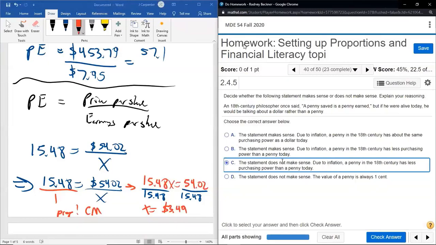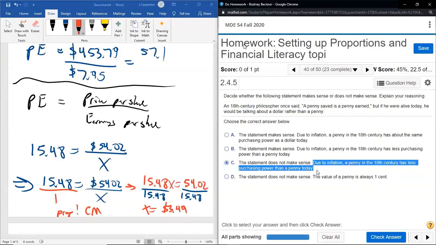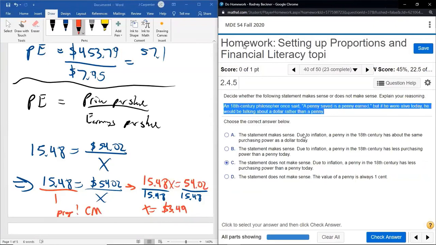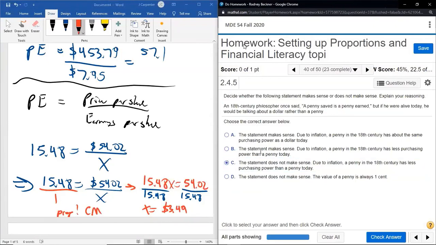So this actually seems to be the contradiction. It's got the same statement attached. A penny in the 18th century has less purchasing power than a penny today. So these two things have the same statement. One says it makes sense, one says it doesn't make sense. Let's think about that. And also let's think about the purchasing power. It's not saying the purchasing power in the 20th century. It says it in the 18th century.